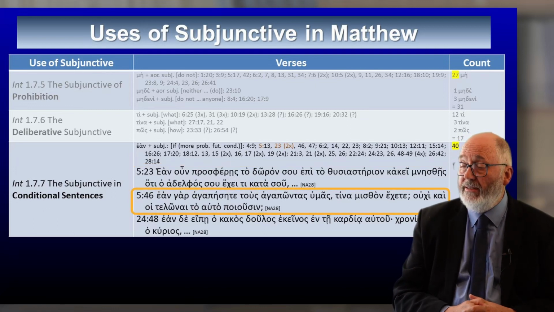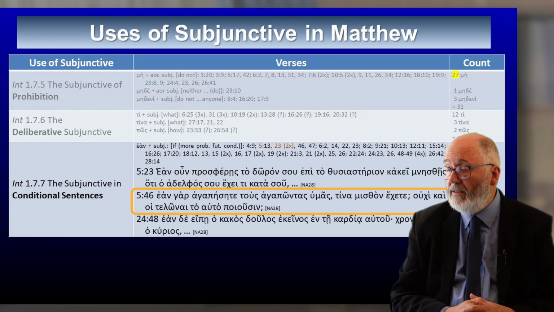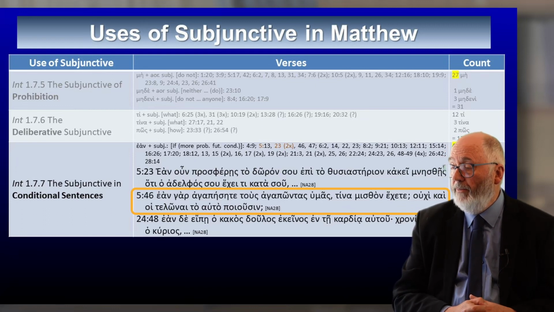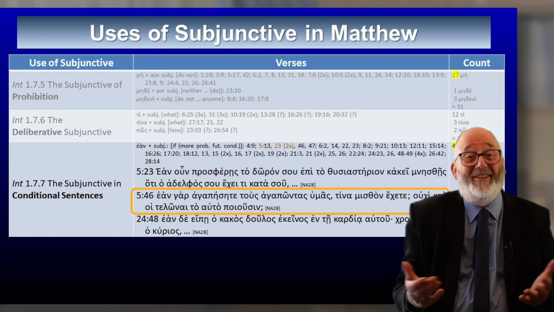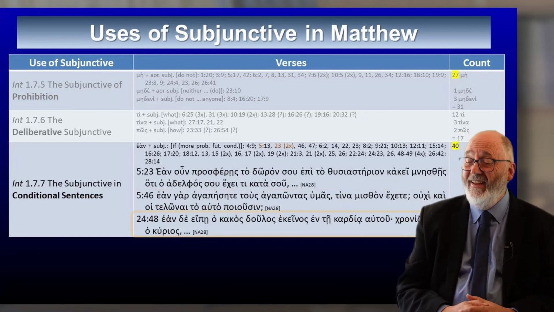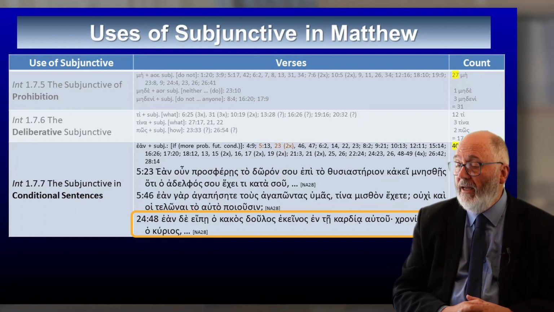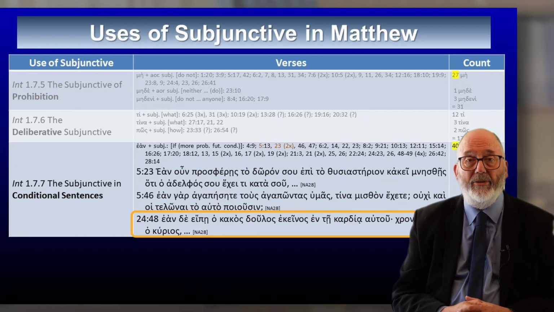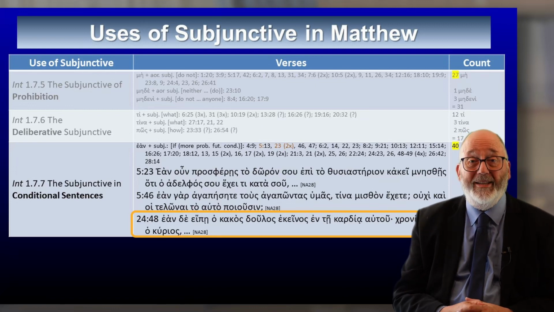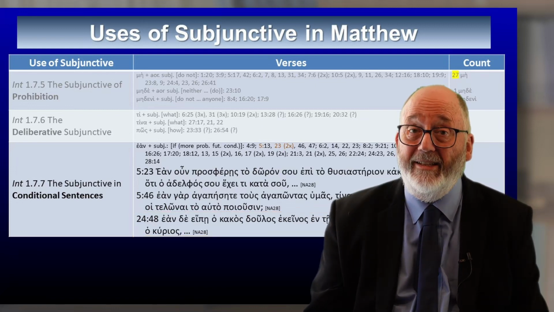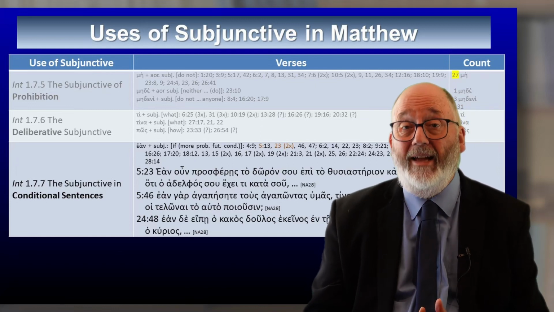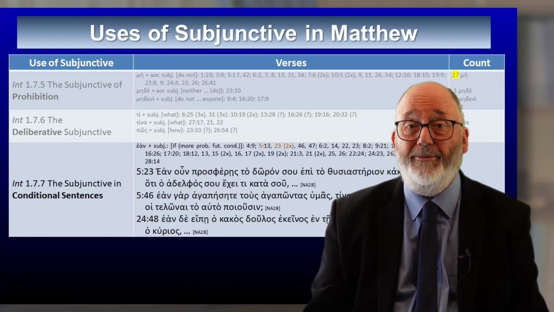Matthew 5:46. Ean gar agapēsēte tous agapōntas hymas. For if you love those who love you, what extra have you done, essentially? And Matthew 24:48. Ean de eipē ho kakos doulos. If that evil servant, or if the bad servant, thinks that his heart, my Lord, is delayed. These, as you can see, are very straightforward to, A, translate, and B, to understand.